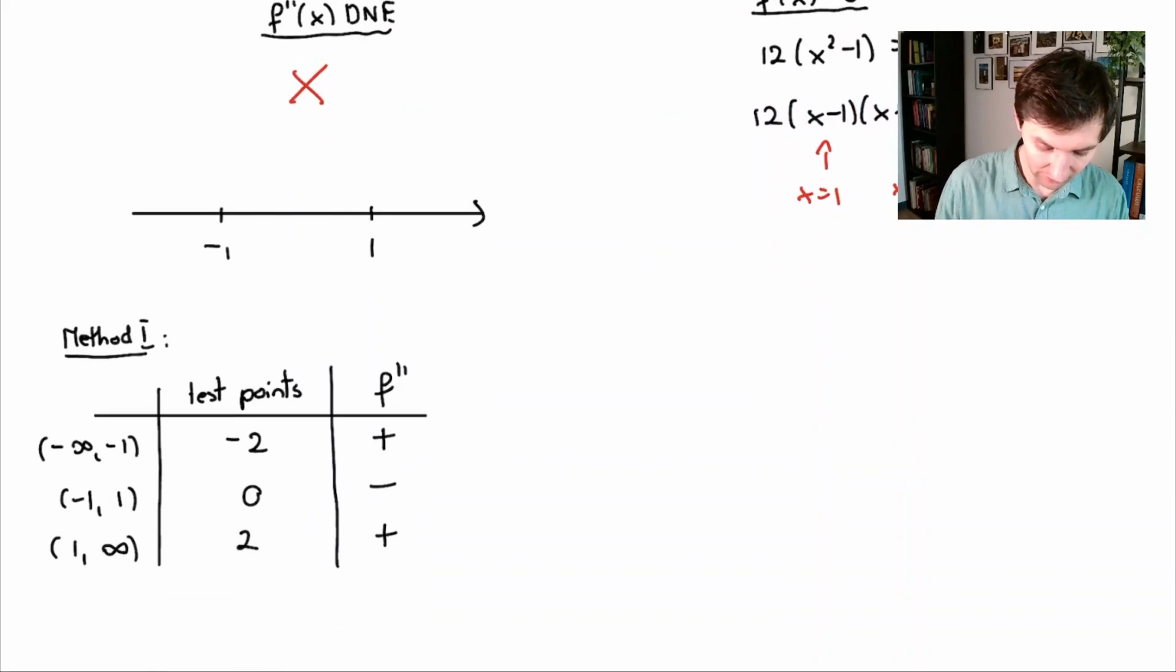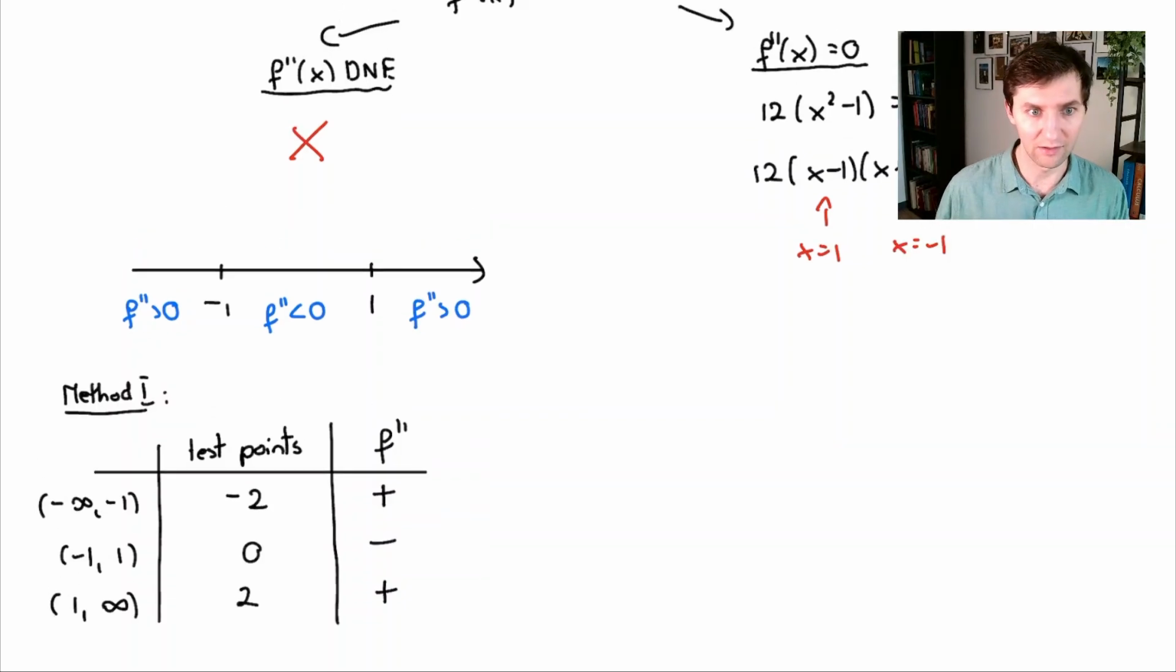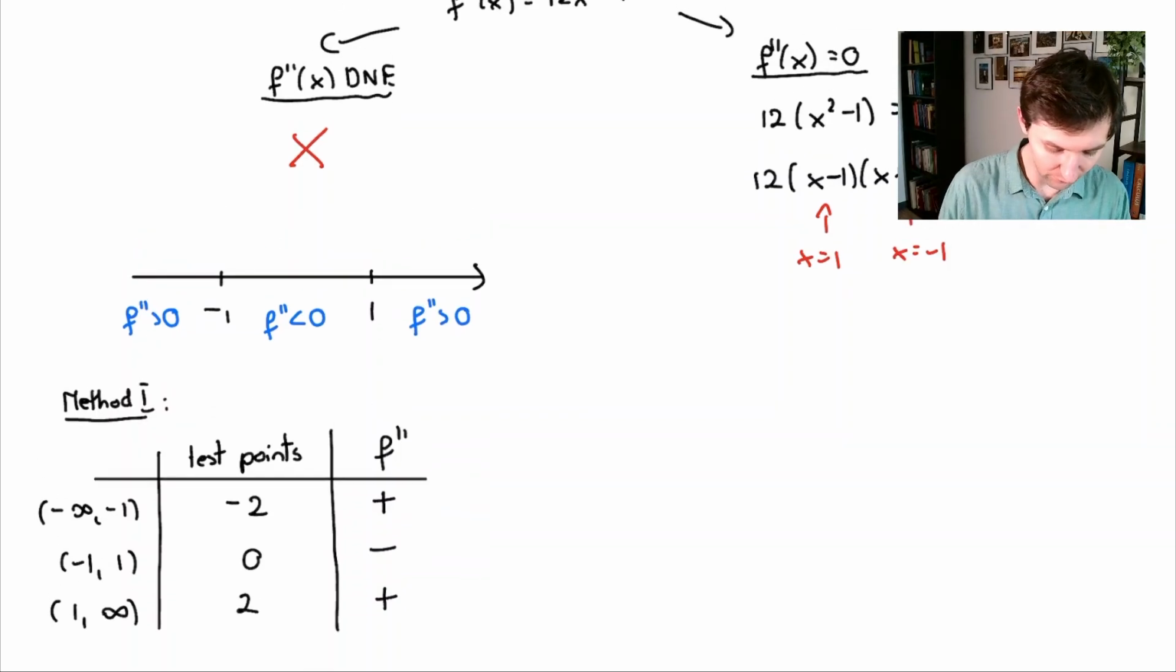This means that on the first interval, the second derivative was positive. On the second interval, the second derivative was negative. And on the last interval, the second derivative was positive. This means that on the first interval, the function was concave up. On the second, concave down. On the third, concave up.